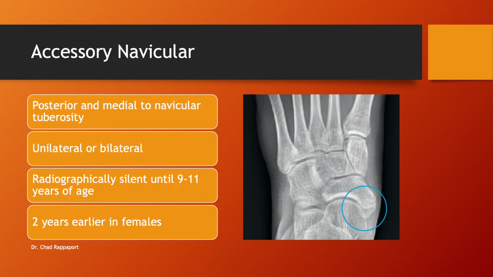The location is typically posterior and medial to the navicular tuberosity. It can be unilateral or more commonly bilateral, and it's typically radiographically silent until the age of 9 to 11, with it being seen about 2 years earlier in females.